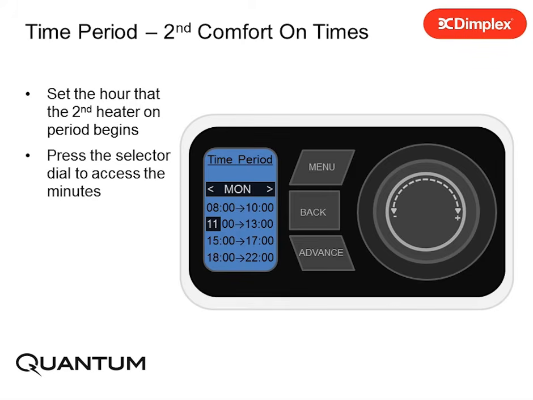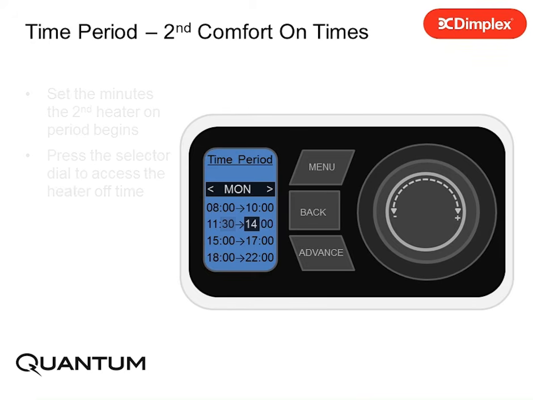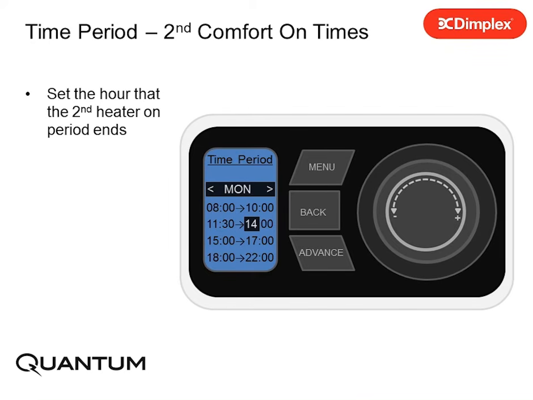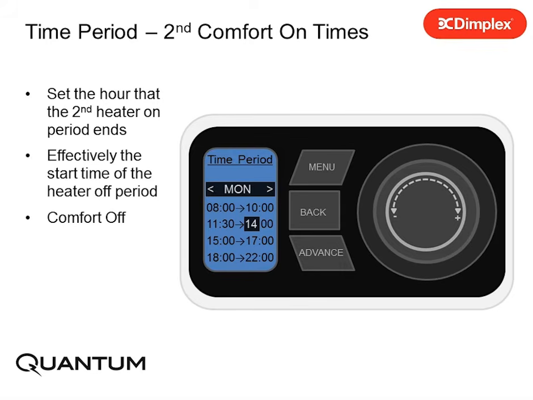Set the hour that the second heater on period begins. Press the selector dial to access the minutes. Set the minutes that the second heater on period begins. Press the selector dial to access the heater off time. Set the hour that the second heater on period ends, effectively the start time of the heater off period. Comfort is off. Press the selector dial to access the minutes.